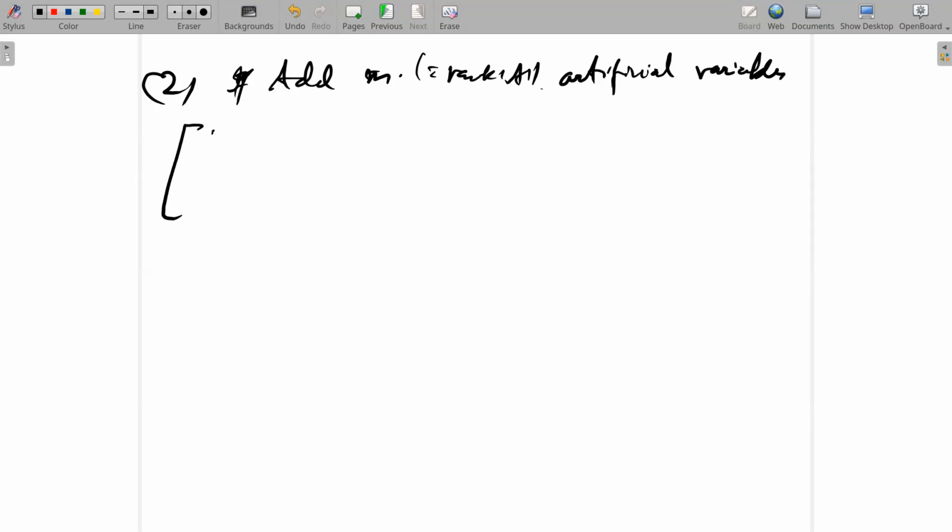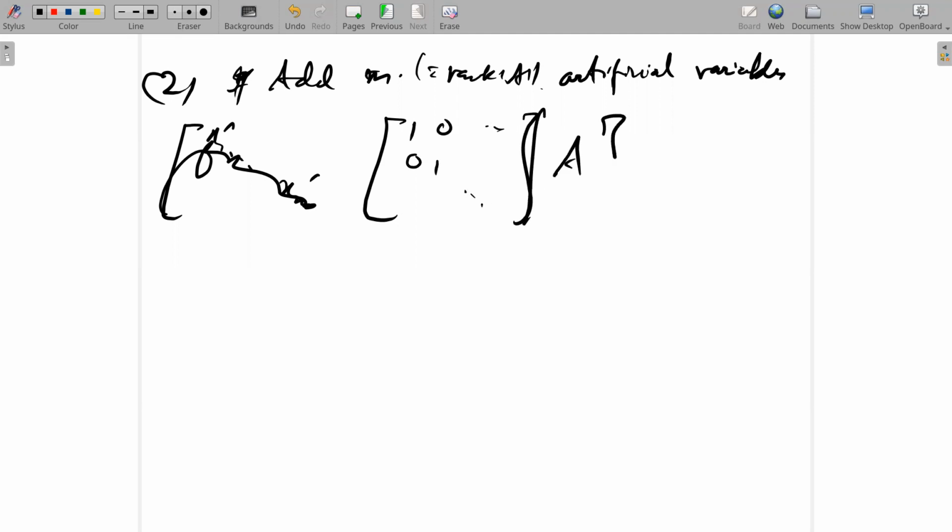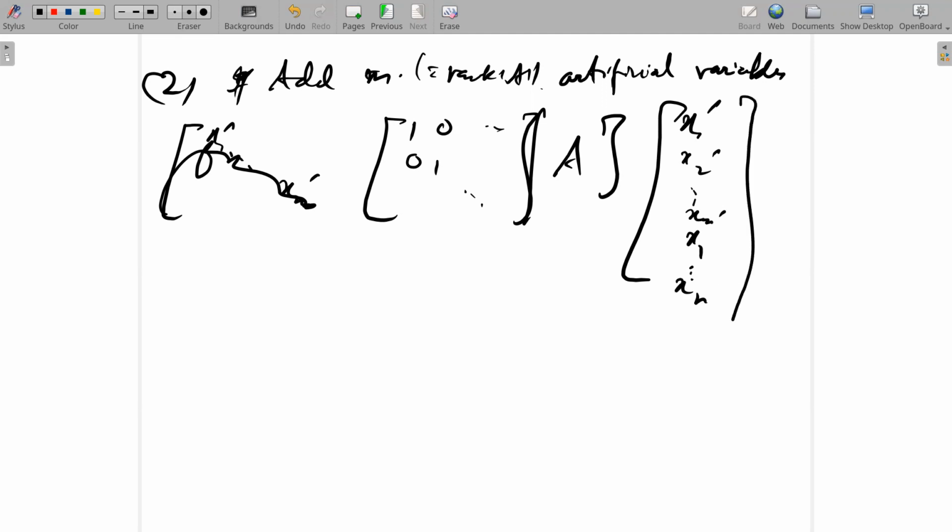So let's call them x1 prime through xm prime. Or in other words, let me just redraw the matrix. So you have this m by m matrix, 1, 0, 0, 1, 1, and you're padding it with A. And here is where I'm introducing the variables x1 prime, x2 prime, up to xm prime, and then your x1, x2, up to xn will start. So m plus n variables.